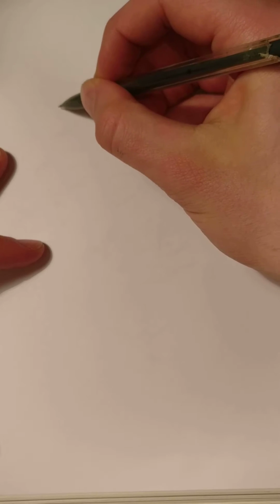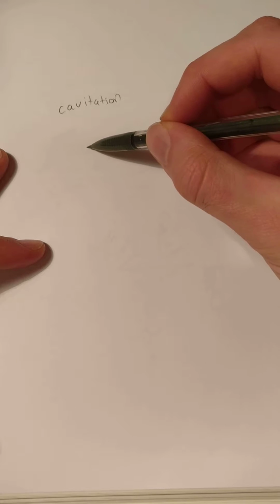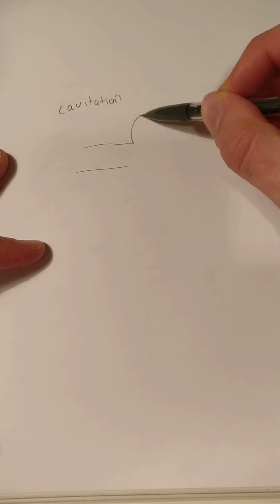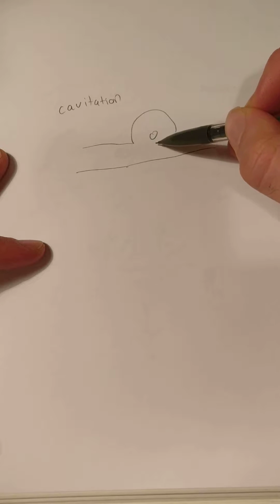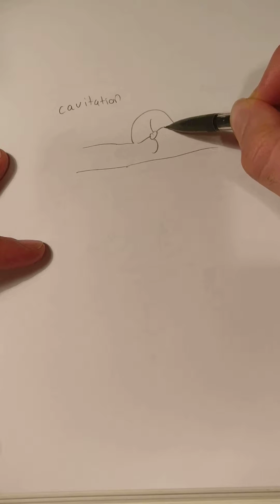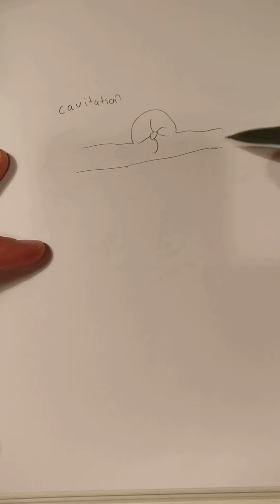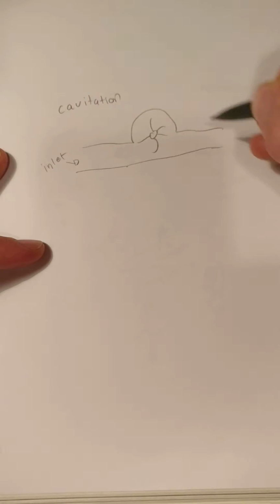And today we are going to be talking about cavitation in hydraulic pumps. So for starters, let's just draw a simple hydraulic pump here. Have the propellers of the pump, and we have the exit. So on this side we're going to say this is our inlet, and on this side we're going to say it's our exit.